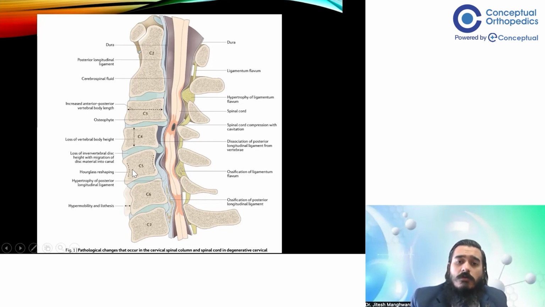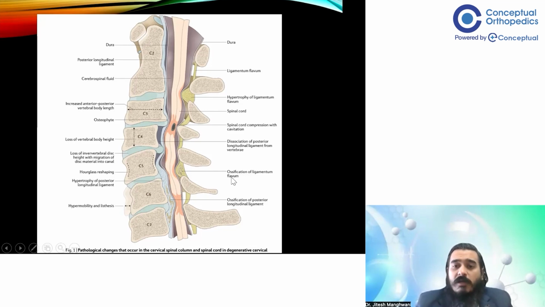Whenever there is compression for a long duration of time, an hourglass deformity develops, and this hourglass deformity causes a shortening of the vertebral body height, and as the vertebral body height shortens, this causes compression of the spinal cord as well. Ligamentum flavum that you see over here, when it increases in size, causes compression of the spinal cord like this. And long-term compression of the spinal cord can cause cavitation, as demonstrated over here.